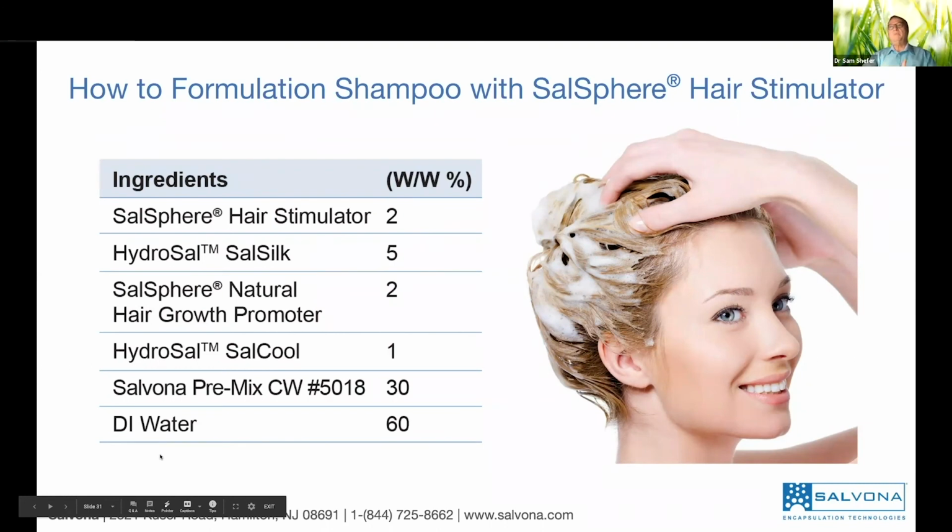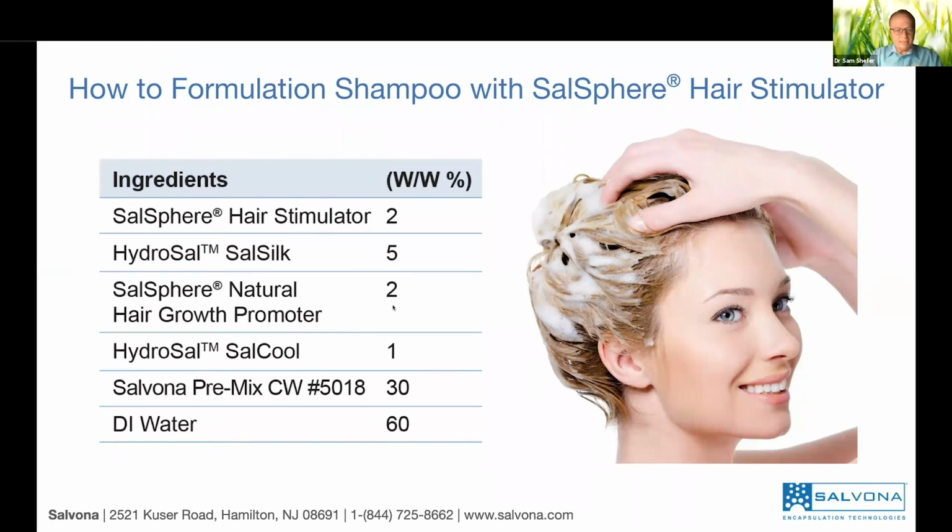So now we know it's penetrating. We know, we measured it. We have additional data; I, of course, cannot bring everything into one presentation. Here is a way that we suggest to use it. You see here, we're using about 2% hair stimulator. We're using SalSilk, and you're using the natural hair growth promoter that I explained last week at the level of 2%.